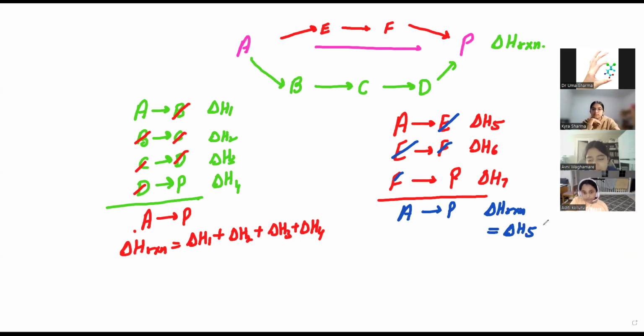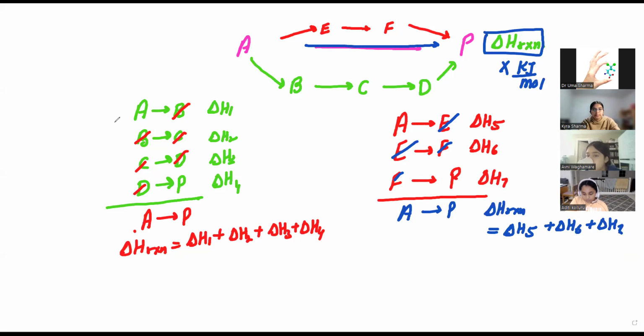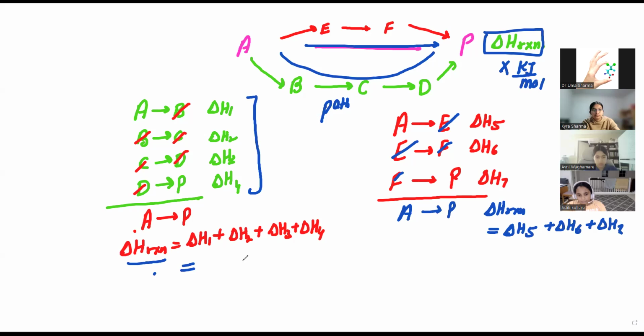Now, Kyra, you are going to answer this question. She's saying delta H of the reaction is the sum of these. Delta H of the reaction A to P is this. Let's say it is X kilojoules per mole. So when I'm carrying out through this green path, then delta H of reaction here can be calculated by adding. So what's the value of this delta H of reaction? Isn't it the same? X. Because, yeah, it's the same reaction. You'll get the same answer.